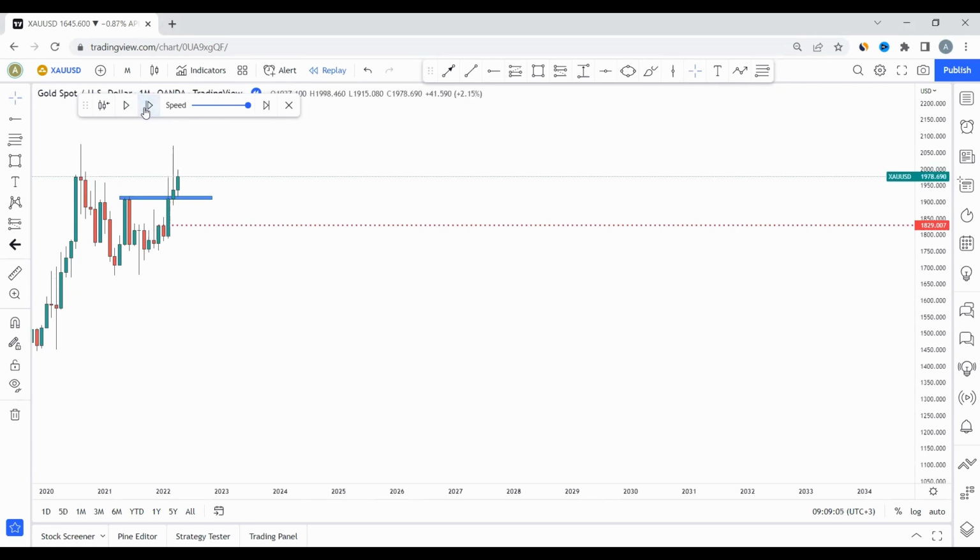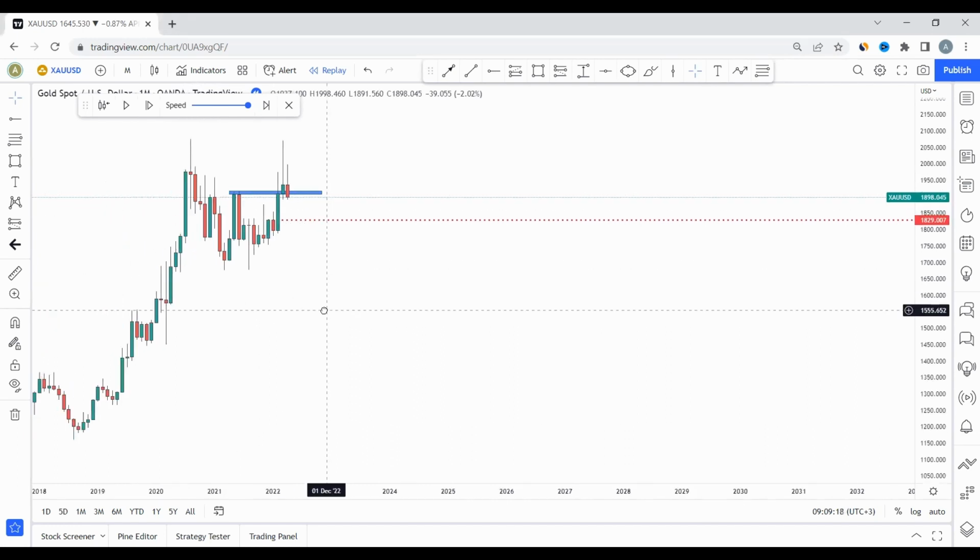Okay. Let's go slowly. So this is the first time it broke down here. Now, what am I going to do when it breaks down here? I know that now I'm looking for sales. It has given me the direction. This is when I get my direction, right? I get my direction when it breaks below here.